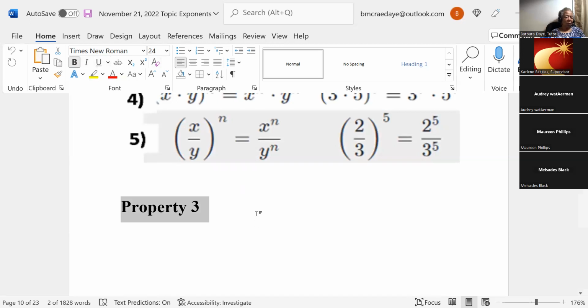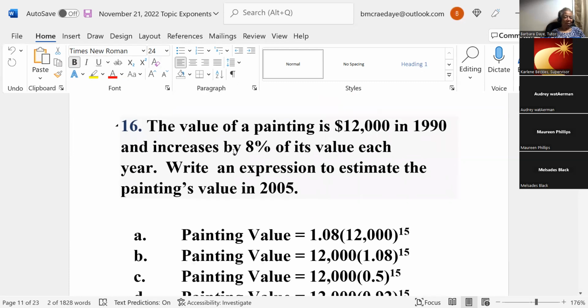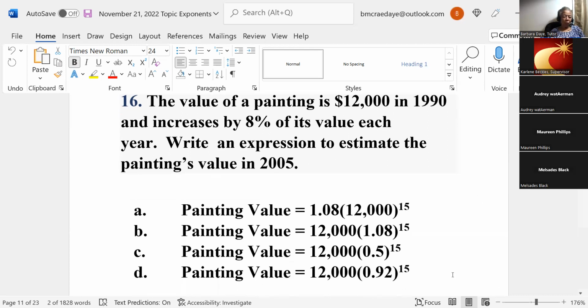Okay. So let's go to 16. Now, remember we said it's 100% and it went up by 8%. And as a number, 100% is 1. So 8% is 0.08. So that would be 1.08. And from 1990 to 2005, how many years is that? 15. So we know we're raising something to the 15th power, right? So what would the answer be?